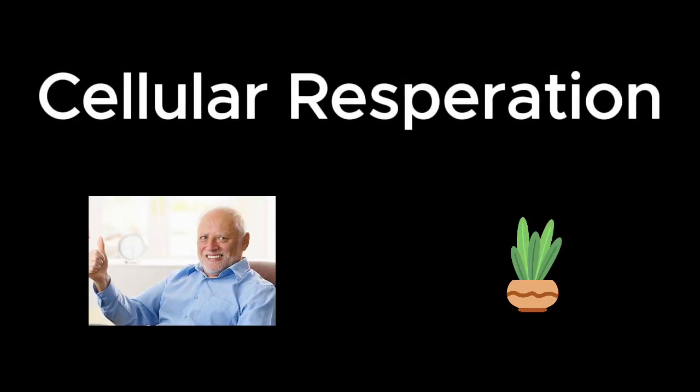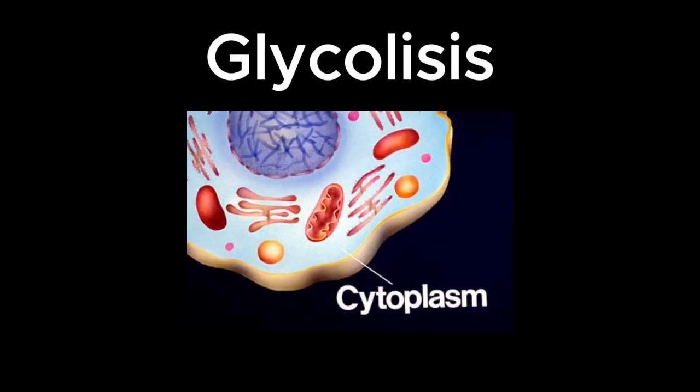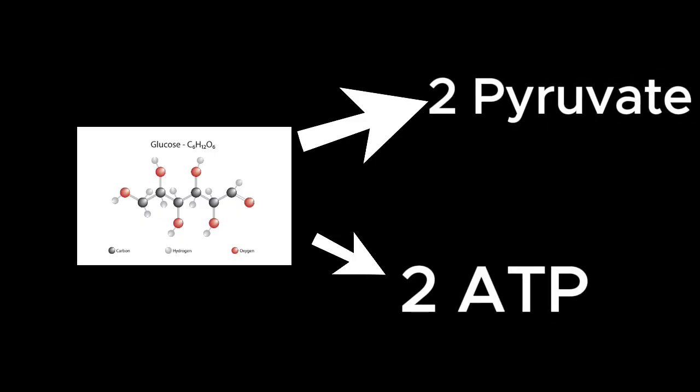After that, we have cellular respiration. This is the way that heterotrophs and even plants break down glucose to produce energy. This process primarily occurs in the cell's powerhouse called the mitochondria. The initial stage of cell respiration is glycolysis, which takes place in the cell's cytoplasm. In glycolysis, glucose is converted into 2 pyruvate molecules and 2 ATP molecules are produced.